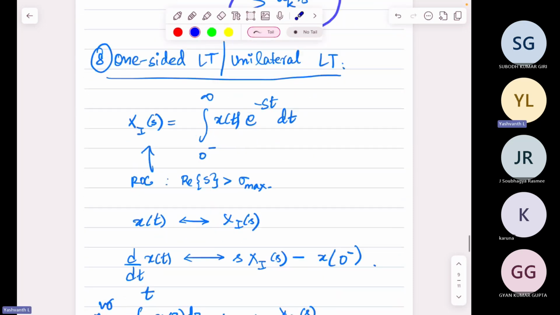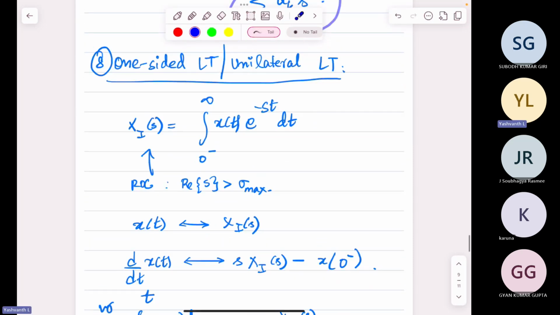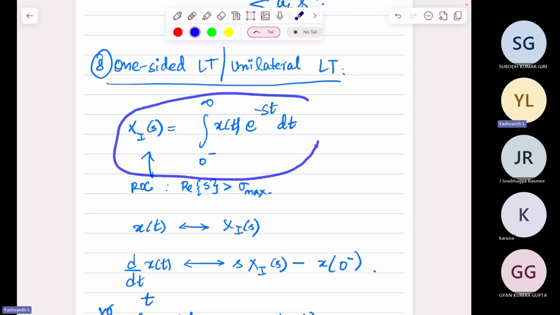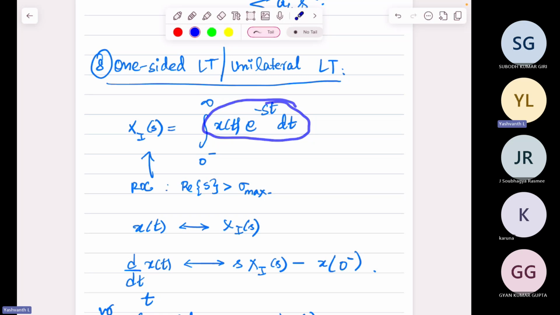And finally, the definition of one-sided Laplace transform, also called unilateral Laplace transform. The main utility of this kind of Laplace transform is to analyze the output of a system which is initially at rest. That is, at t equal to 0 only, you are starting to use a system. For those kinds of systems, you will make use of unilateral Laplace transforms. What is the main difference?